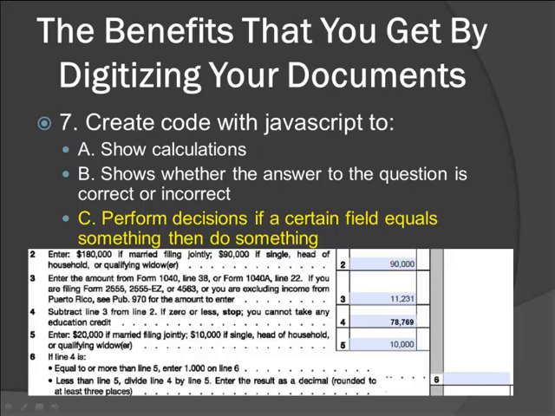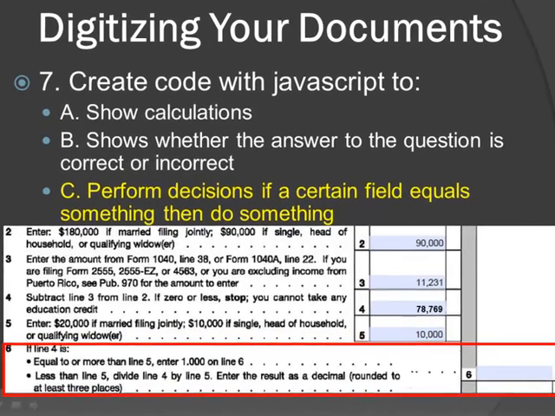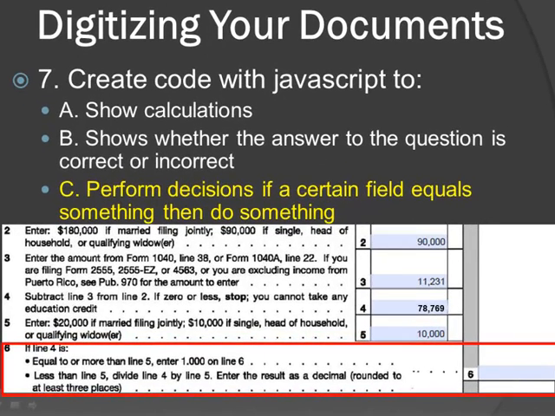The last one here is we're going to use the JavaScript to perform decisions: if a certain field equals something, then do something. For instance, if line 4 is equal to or more than line 5, enter 1000 on line 6. So line 4 in this case is greater than line 5, which means the correct thing to put in this field would be 1000, just like it says here.